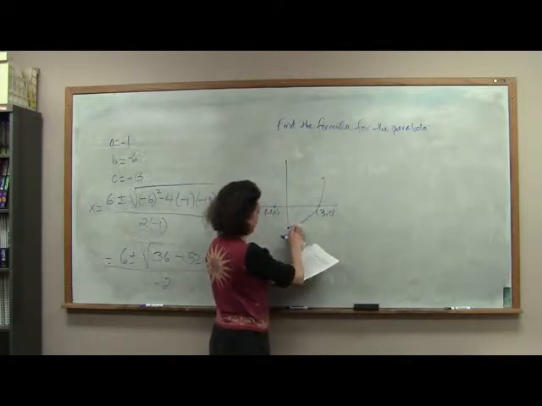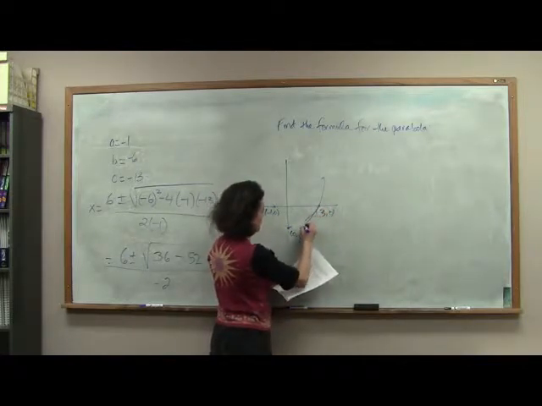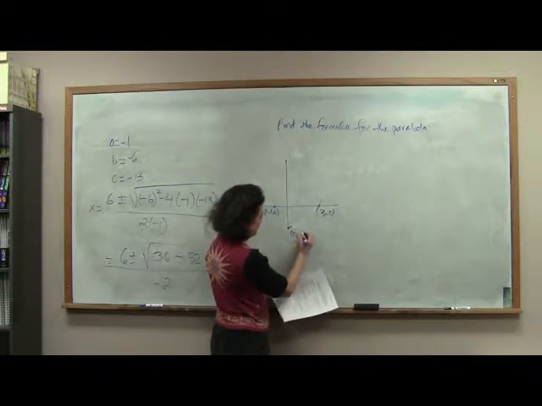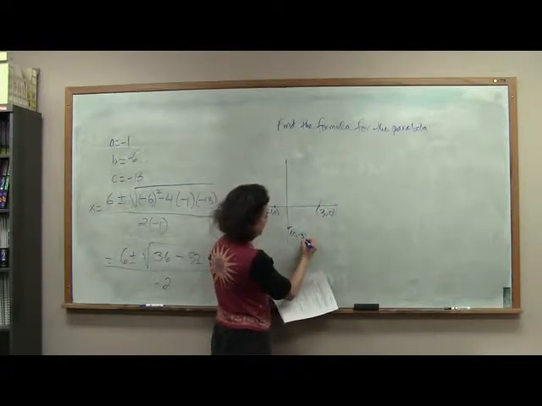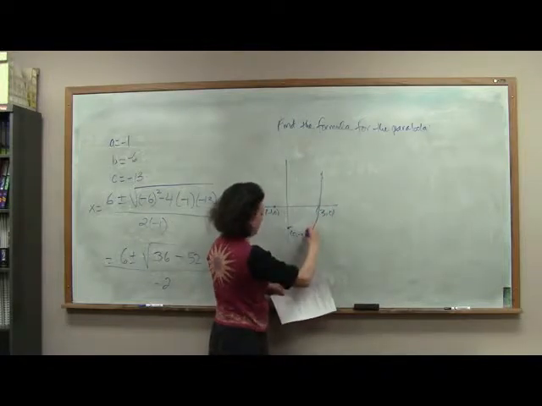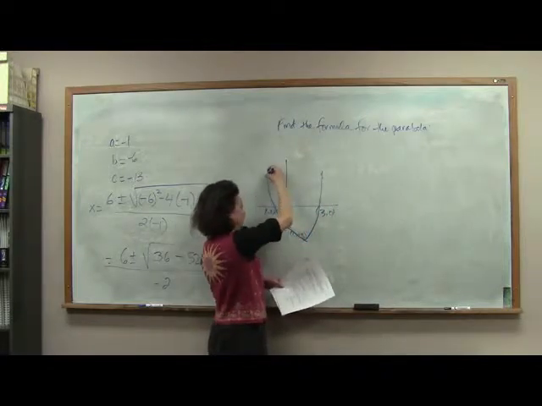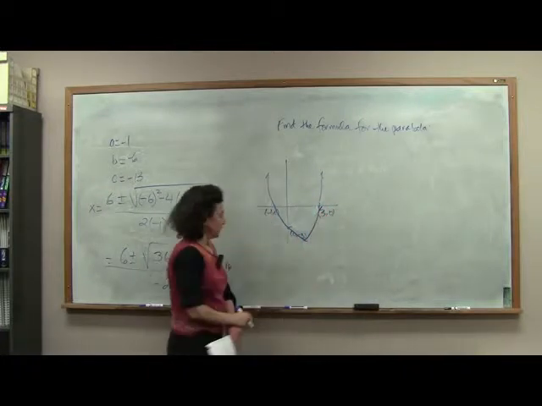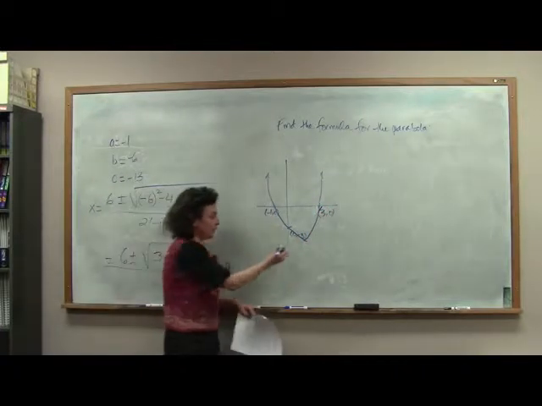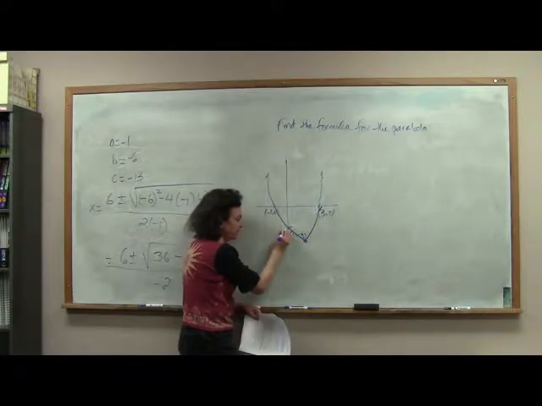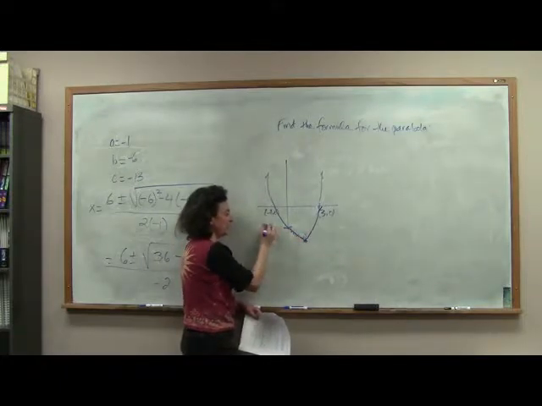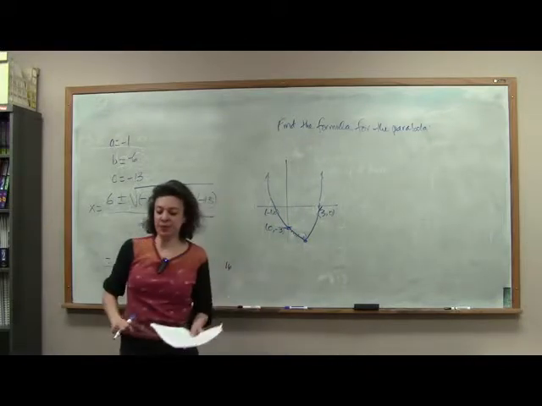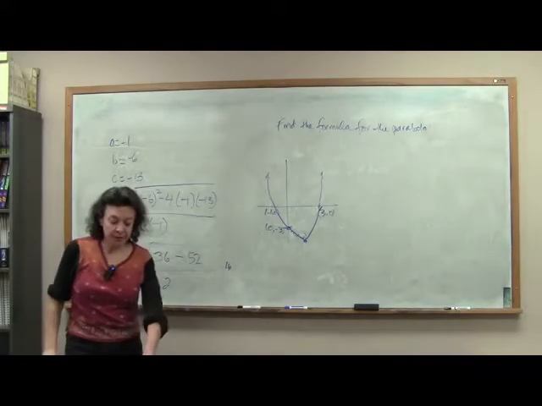Oopsie, excuse me. Let me redraw that. I'm at 0, -3, but I want to be down here. All right. So, here's my vertex down here. This is my ordered pair, 0, -3, and then it goes through those two zeros.